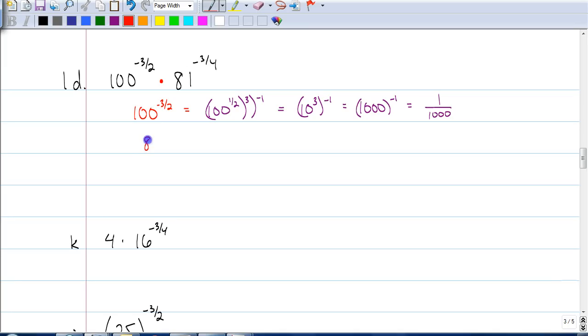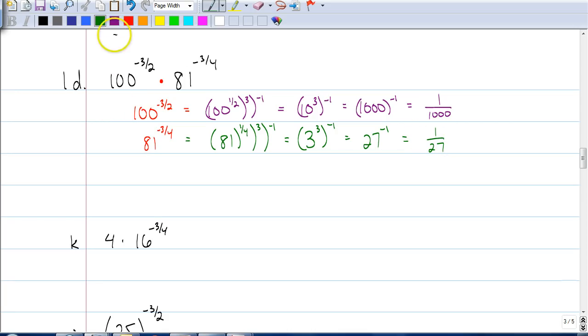Next, we're going to simplify 81 to the negative 3/4. Well, again, we're going to break this apart into the root. So this is the fourth root. Then the power, it's cubed, and then the negative. So the fourth root of 81 is 3, because 3 times itself 4 times is 81. Then we're going to apply the power. 3 cubed is 27. And then we're going to apply the negative. 27 to the negative first power is 1 over 27.